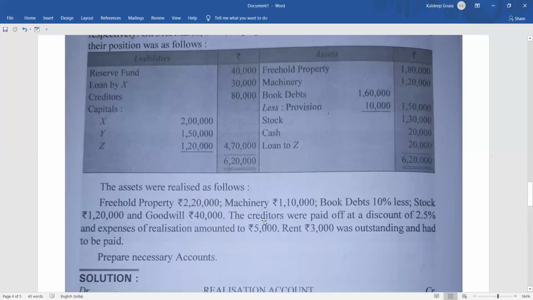Then coming to the next one, realization expenses was how much? 5,000. The realization expenses was 5,000. So what will be the entry for that? Remember, always give the realization expenses entry separately. पहले सारे एसेट का दे सकते हो एक साथ, सारे लाइबिलिटीज का एक साथ दे सकते हो, लेकिन रियलाइजेशन एक्सपेंसेस को अलग से दिखाना.